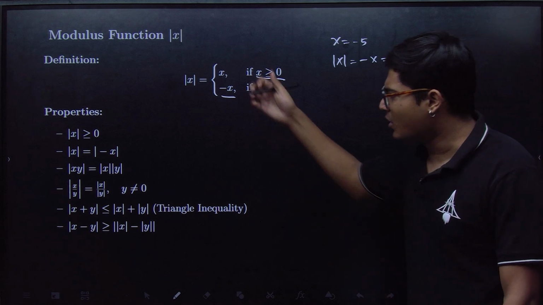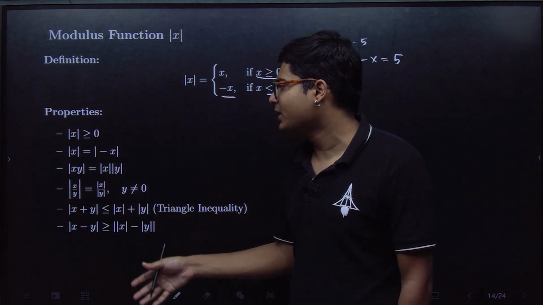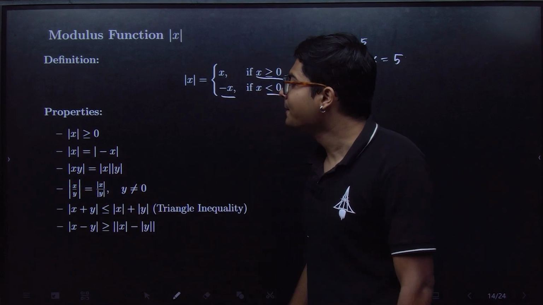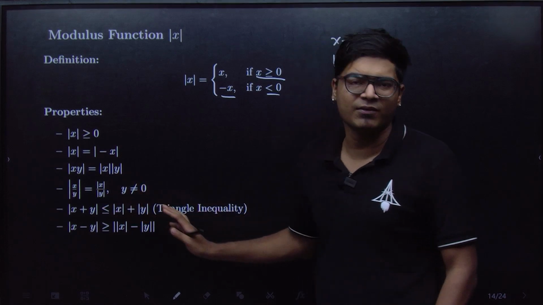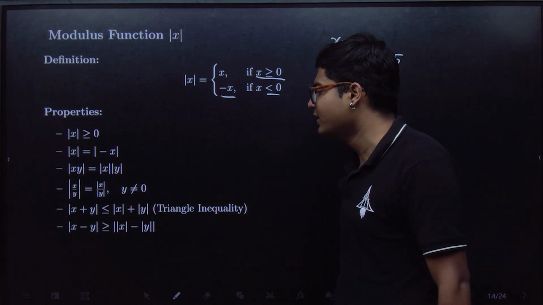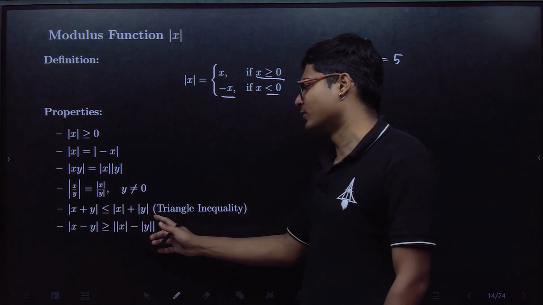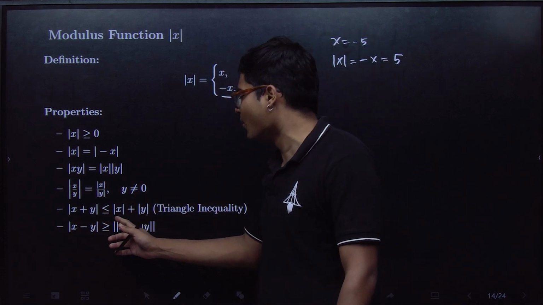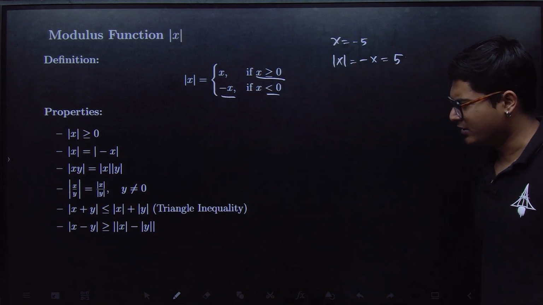Now some properties. Mod x is always greater than or equal to 0. Mod of x is equal to mod of minus x. Mod of the product of two numbers is equal to mod x times mod y. Mod of the ratio, mod of x by y, is going to be mod x by mod y, given y is non-zero, otherwise the ratio is not defined. Triangle inequality, we just saw it: mod of x plus y is less than or equal to mod x plus mod y. A slightly more complicated version: mod of x minus y is greater than or equal to mod of mod x minus mod y. That's just building up on the triangle inequality.